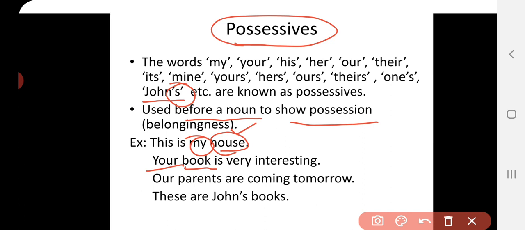Our parents are coming tomorrow. Parents is a noun and our is the possessive. Our parents, this means that couple belongs to us as parents. These are John's books. So John here is a name and we have used apostrophe s to make it possessive, and books is the noun. So it means the books belong to John.